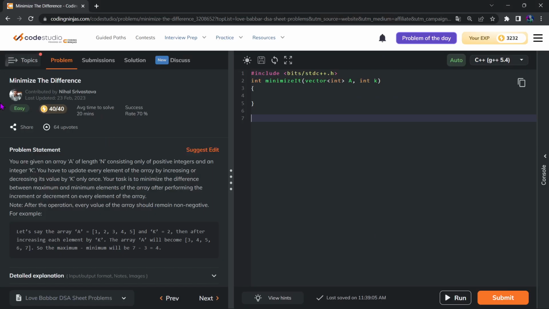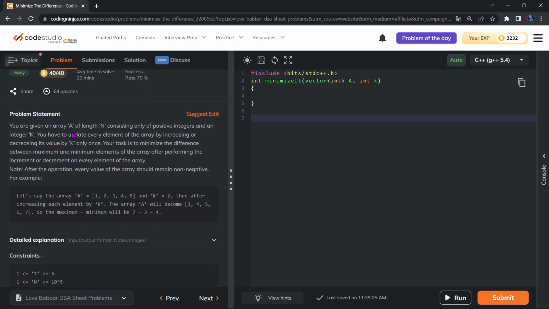Hello guys, today we are going to solve this problem, minimize the difference. So let's read the problem statement. We are given an array A of length n consisting of only positive integers and an integer k. So we have to update every element by increasing or decreasing that element, and our task is to minimize the difference between the maximum and the minimum element.